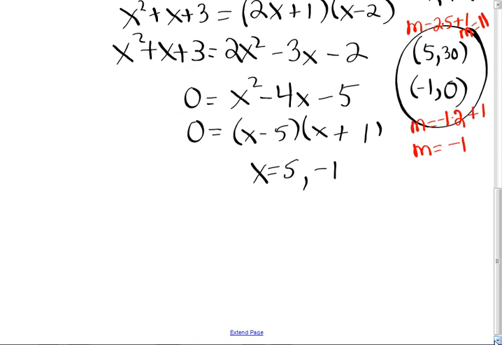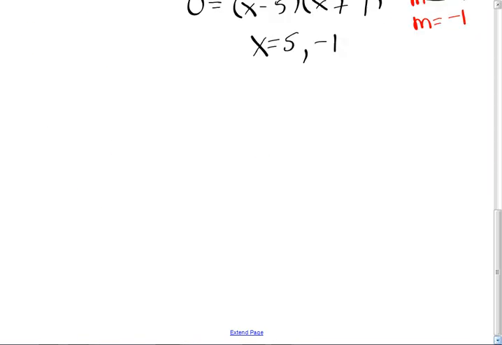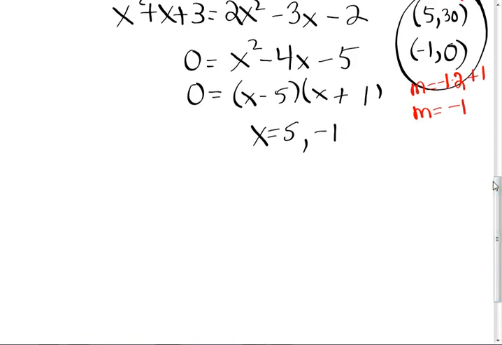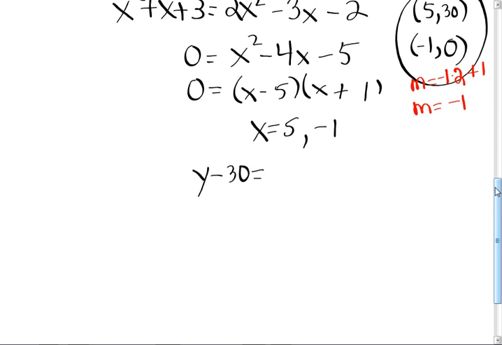Because we still haven't answered the question. Okay, so it's y minus 30. What was the slope for this point? That was what, 11? It's 11. And then it's x minus 5. That's the one line. And the other one is y minus 0 equals slope, which is negative 1, and then it's x minus a minus 1.